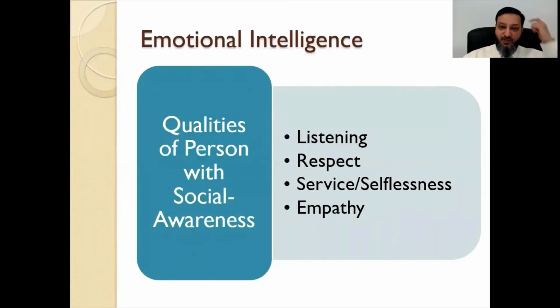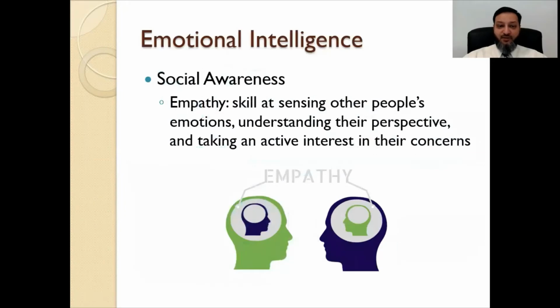So what are some qualities of a person with emotional intelligence and social awareness particularly? They include the quality of listening, respect, service or selflessness, and empathy. And we're going to talk about each one of these briefly. So empathy, let's start with that. So empathy is the skill at sensing other people's emotions and understanding their perspective and taking an active interest in their concerns. So as healthcare providers, as medical students, as residents, as house staff, as practicing physicians, we get some training on empathy, and it's being able to, again, relate with your patient and understand their perspective and take an active interest in their concerns and their needs and to help them.